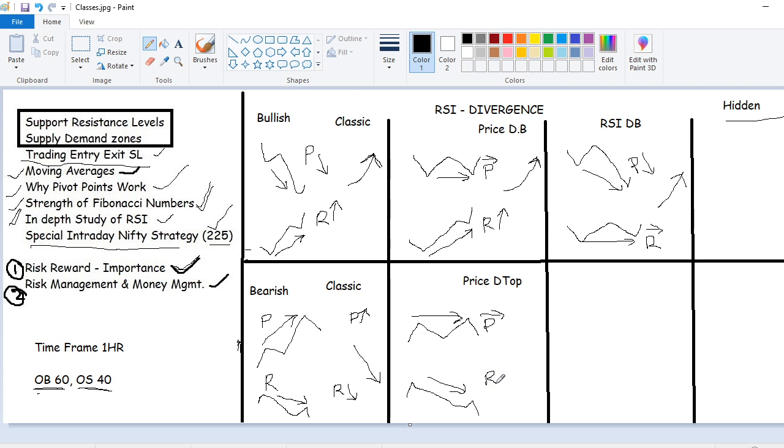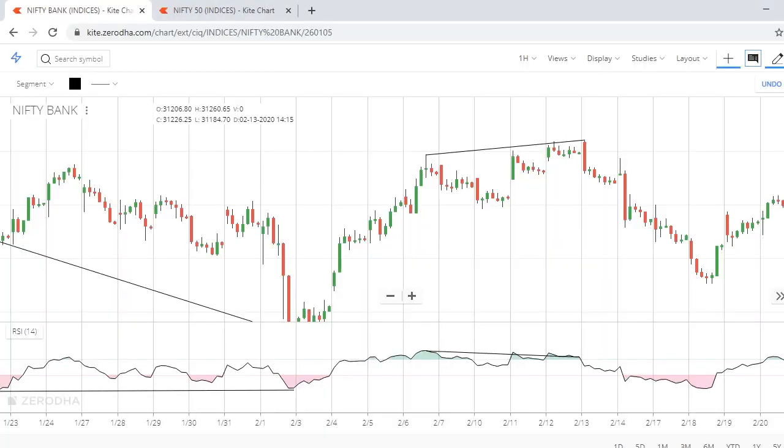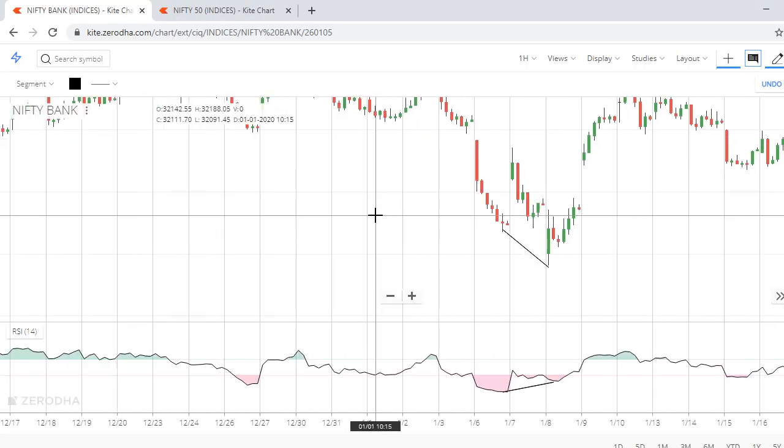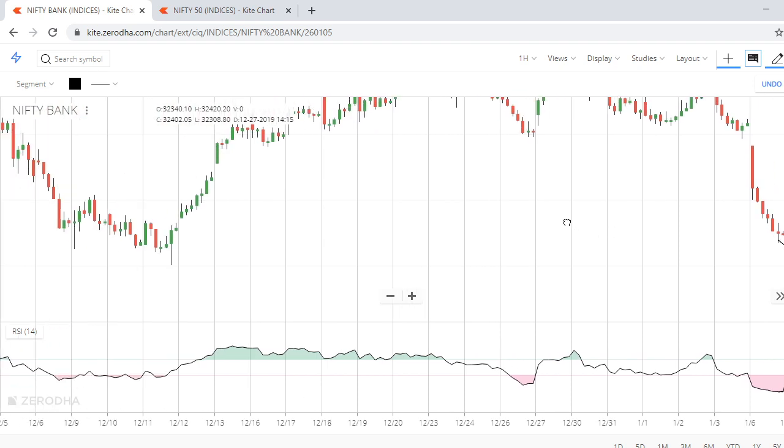RSI falling down. What is this? What does it indicate? The price may fall badly. For this, I think in the month of December, I believe, there's a beautiful kind of divergence. One second, wait.